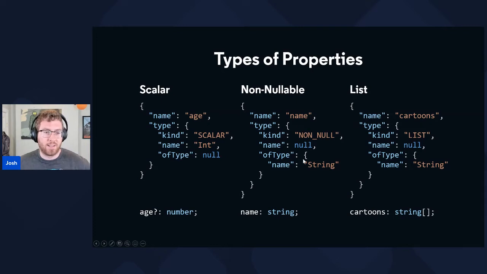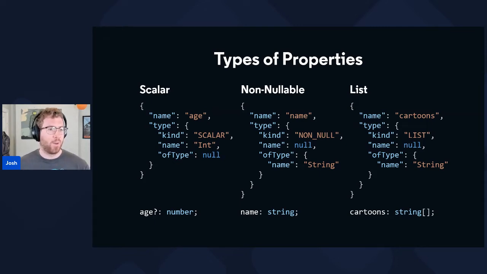So a non-nullable is a type that is non-null in the kind, and it's of type something else. Let's say a non-nullable string in this case. And we saw cartoons earlier is actually type list, which is the Pythonic term for a JavaScript array. So the cartoons in the query was kind list, name null, of type string.